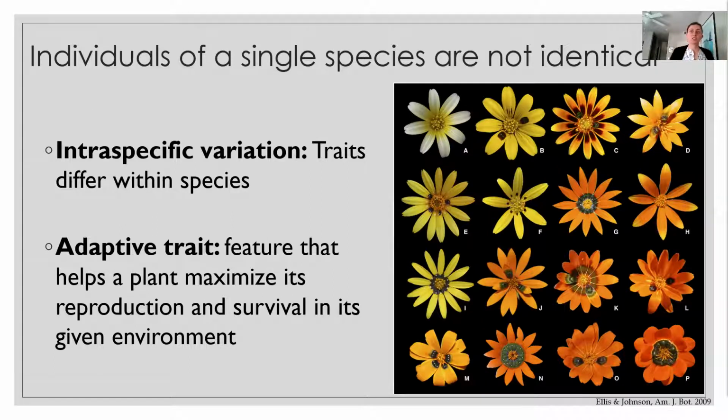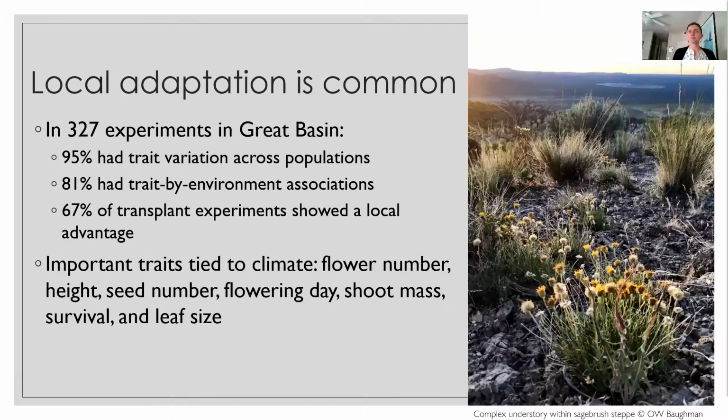And some of this variation is also simply due to genetic drift, and it might be just random. But a lot of the variation has really been tied directly to the plant's survival and has come about through adaptive evolution to local environmental pressures. So local adaptation is common and well studied in the Great Basin.